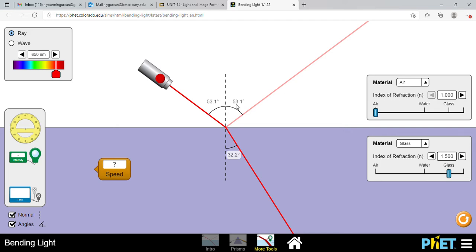As you know, the law of reflection states that from a smooth reflective surface, reflection occurs in a way that the angle of incidence is the same as the angle of reflection. Therefore, we have 53.1 degrees here and 53.1 degrees here. And this angle that you see here between the refracted light ray and the normal, or in short, the surface normal, which is the perpendicular line to the boundary between these two media, is 32.2.